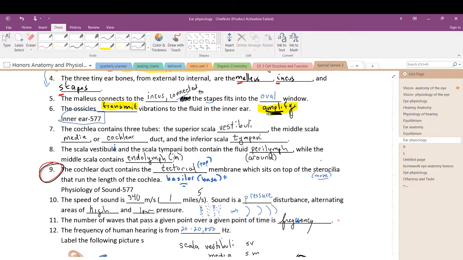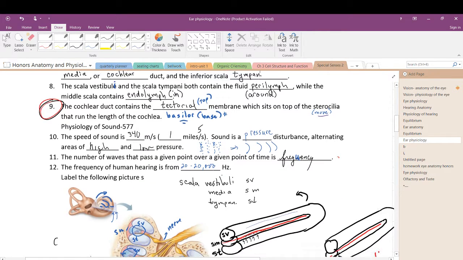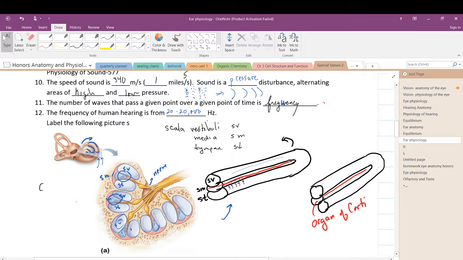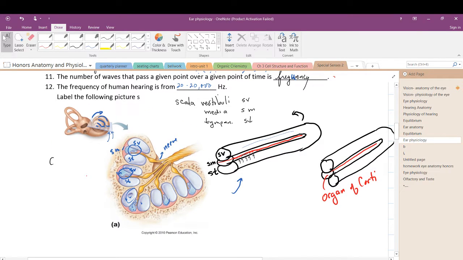So we'll come back to the physiology sounds. Let's make sure we get this picture down here. So here's our bony labyrinth. We're going to look at the semicircular canals and the vestibule in another video.